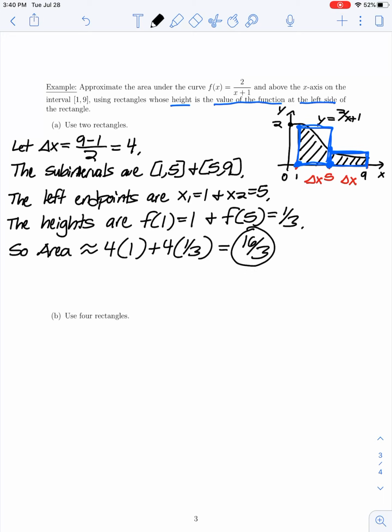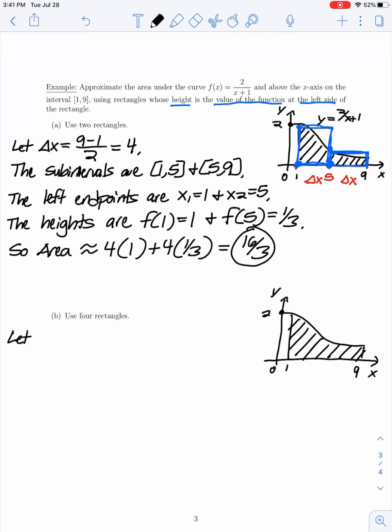All right. So in part B, we're told to, again, approximate the area of this shaded region. So let me draw a little sketch to keep track of what we're doing here. We have the same function on the interval from 1 to 9. And here we're using 4 rectangles.